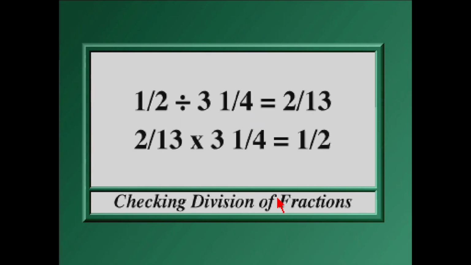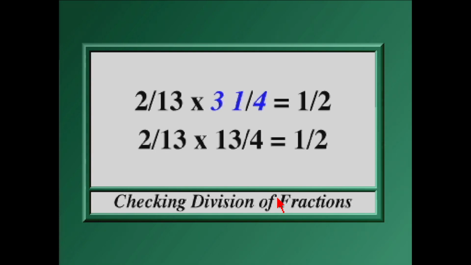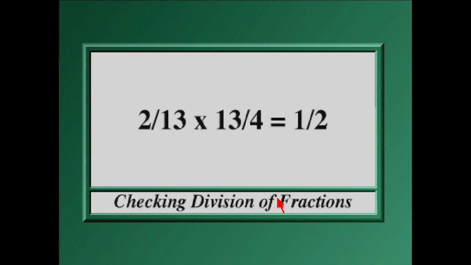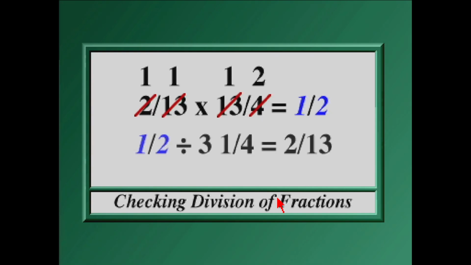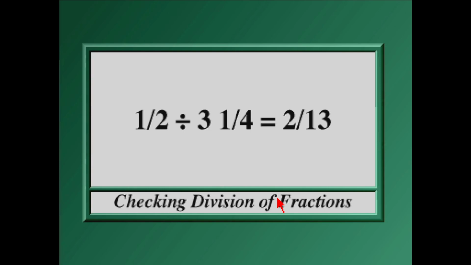To check, multiply the quotient 2/13 by the divisor 3 1/4. Change 3 1/4 to 13/4. Multiply 2/13 times 13/4. The 13s cancel to 1s and the 2 cancels to 1 while the 4 cancels to 2. The result, therefore, is 1/2. Since the answer is 1/2 and 1/2 is the value of the dividend, it is correct to say that 1/2 divided by 3 1/4 equals 2/13.